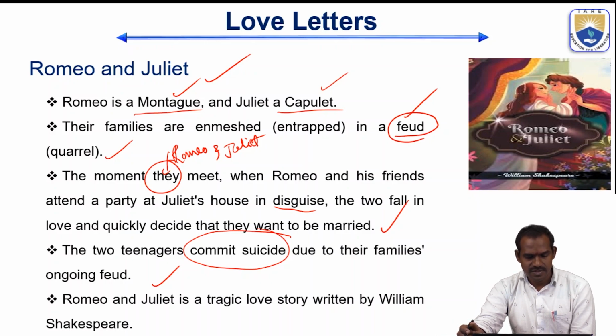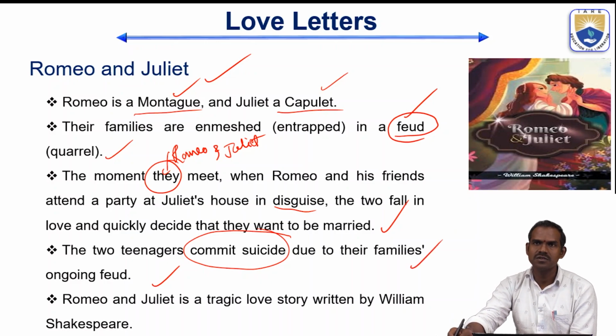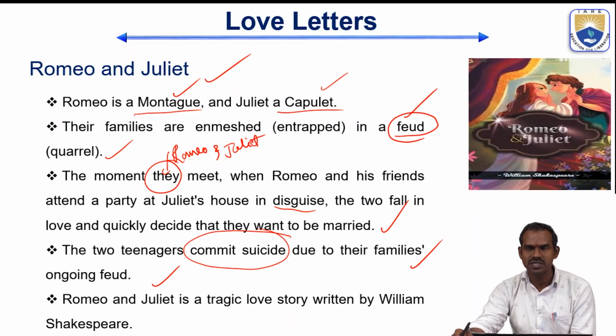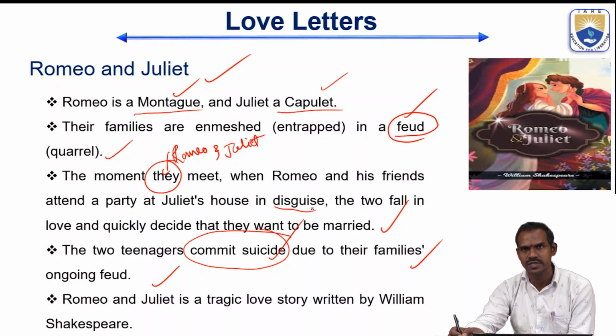So commitment in the love. This is what will give gender equality to achieve gender sensitization. Due to their families' ongoing feud, because of the ongoing quarrels in their families, they didn't accept their love, and finally these two teenagers, Romeo and Juliet, committed suicide to show their love and commitment.